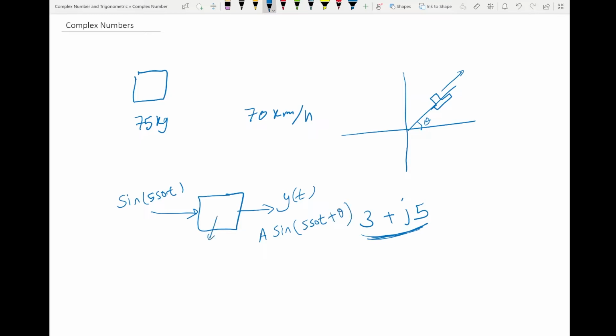So then the system response here of this frequency will be a complex number. It may be 7 plus j10. So it has a magnitude that expresses the amplification and it has an angle that expresses the phase or the delay of the signal. Another use of complex numbers is in the medical field.